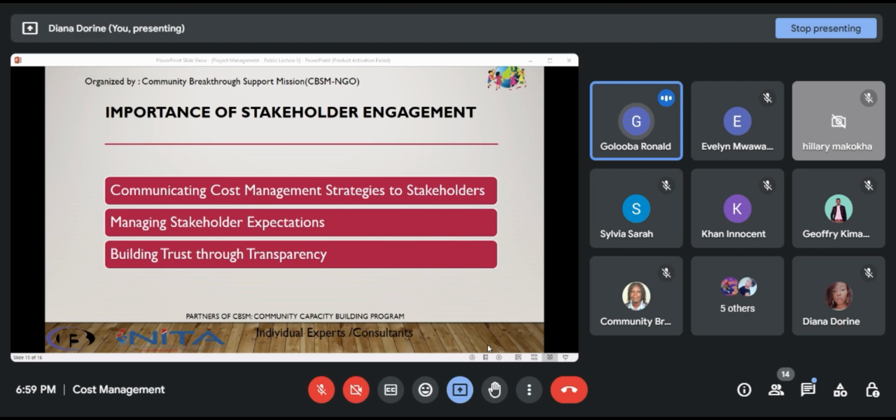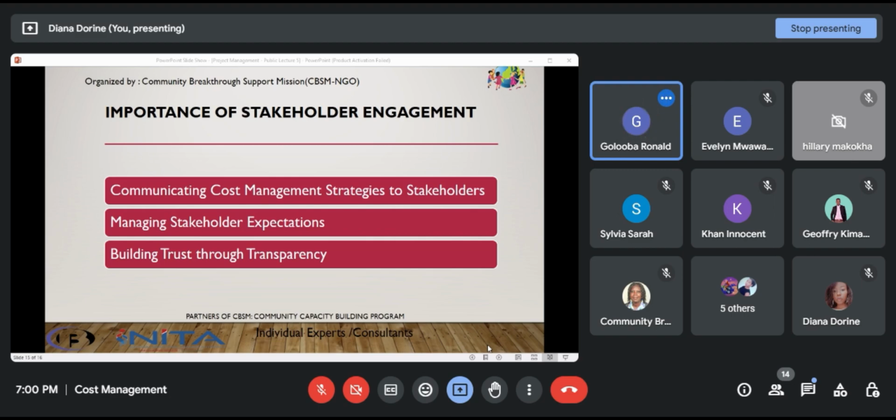is key, because it aligns stakeholder objectives with your cost expectations, or your budget with stakeholder expectations and priorities. So once you've engaged with the stakeholders, you're able to gain insights into the different stakeholder needs, their preferences, and concerns related to project costs.